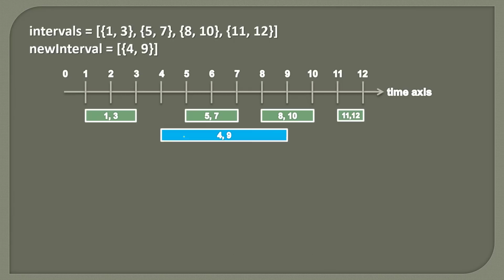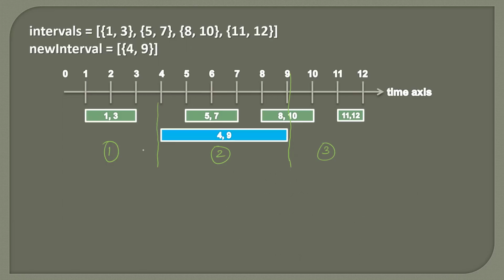So here, as we want to insert this new interval from 4 to 9, there will be 3 regions around this 4, 9 which will get affected when we will insert this new interval. So one region is just before 4, which is this. Another region is this, between 4 to 9, and the third region is just after 9.